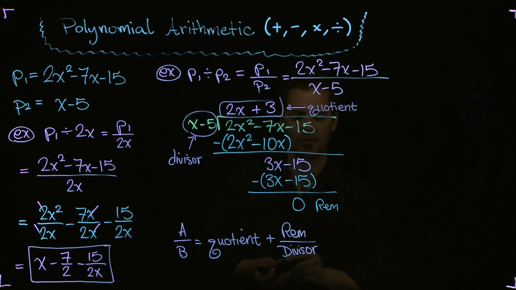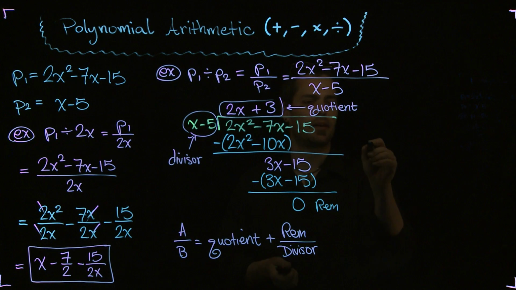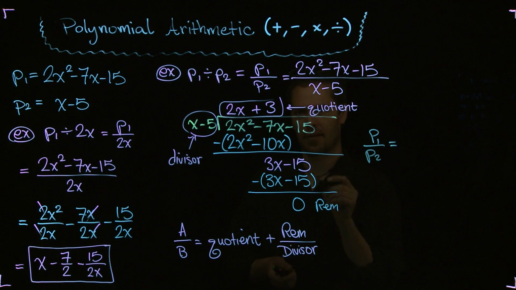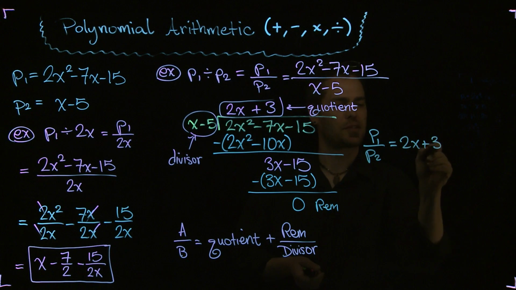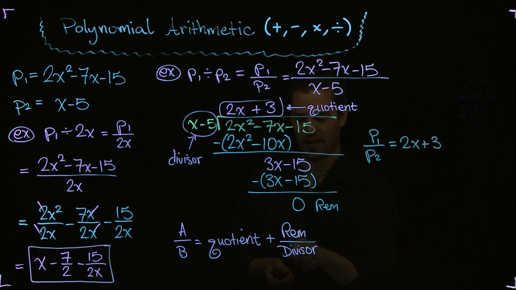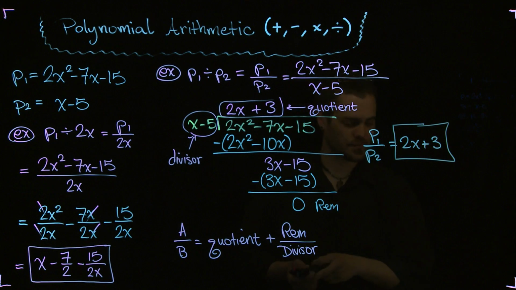So for this example, the remainder again came out to 0. So all we're left with is the quotient 2x plus 3. So I can say confidently again, as I did previously, P1 divided by P2 must come out as the quotient here, 2x plus 3. The remainder was 0. 0 divided by anything is 0. So there is my final result.